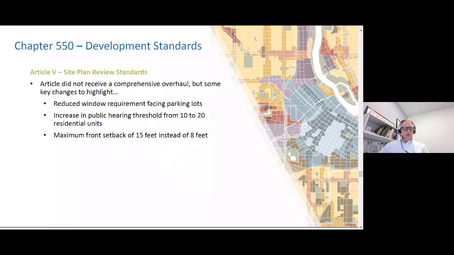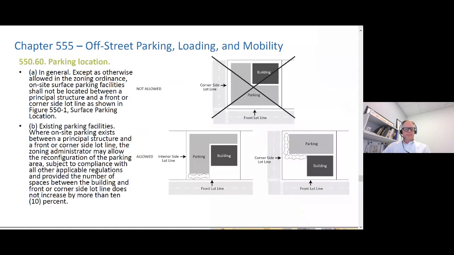And then many of you are aware that we have historically had in our site plan review standards a maximum setback of 8 feet in non-residential zoning districts. A bit more flexibility was added. That's now a maximum of 15 feet in those districts. Next slide, please. And now I'll turn it over to Joe.